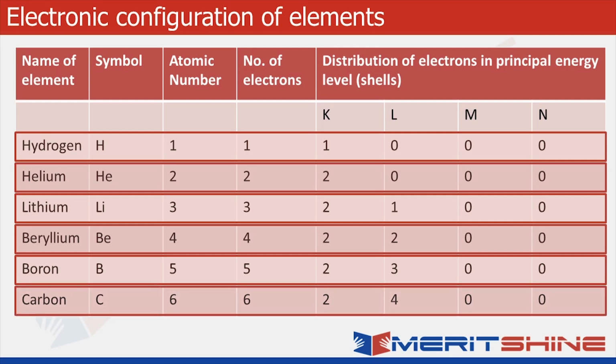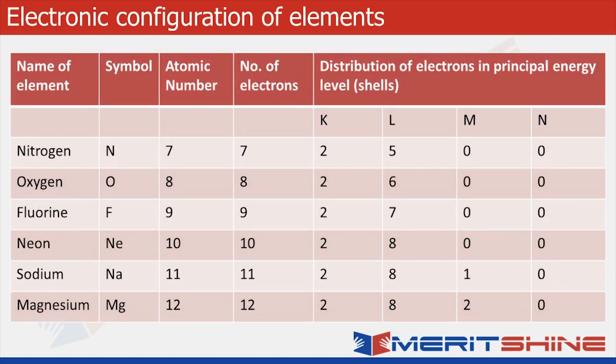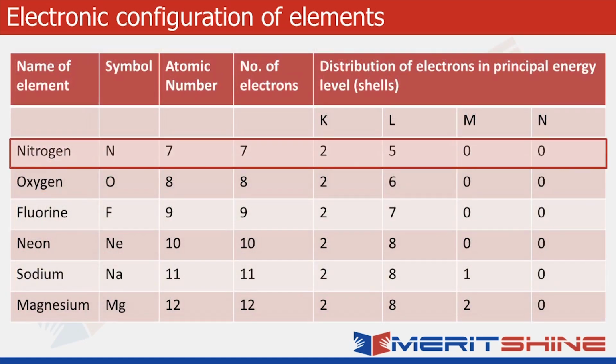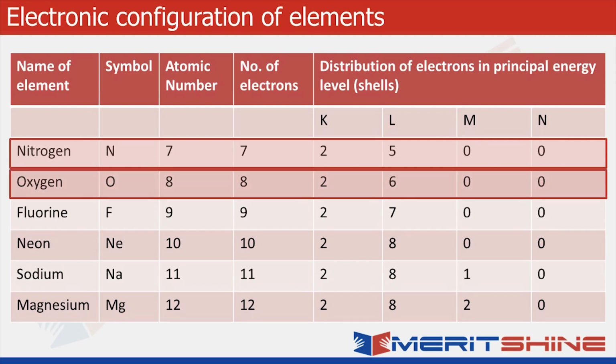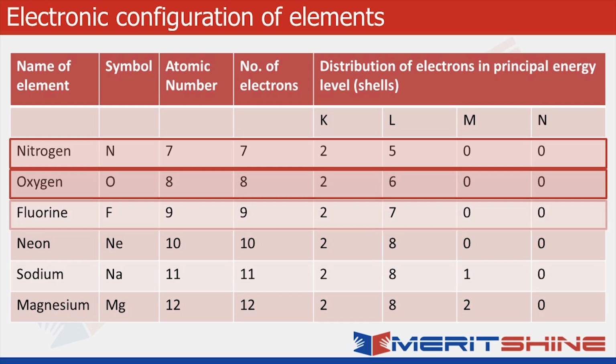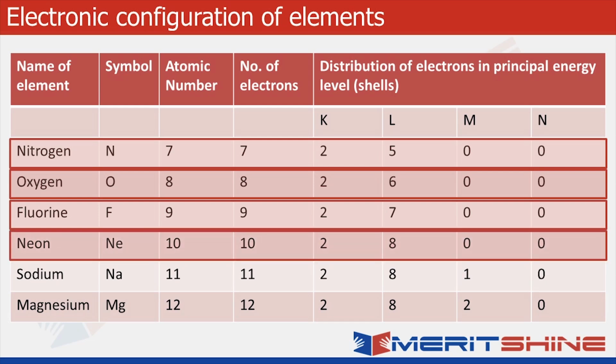For carbon, K will get 2 and L will get 4 electrons. For nitrogen, K will again take 2 and L will take 5 electrons. In oxygen, 2 electrons will go to the K shell and 6 electrons will go to the L shell. For fluorine, 2 will go to the K shell and 7 electrons will go to the L shell. Finally, neon will have 2 electrons in the K shell and 8 electrons in the L shell.